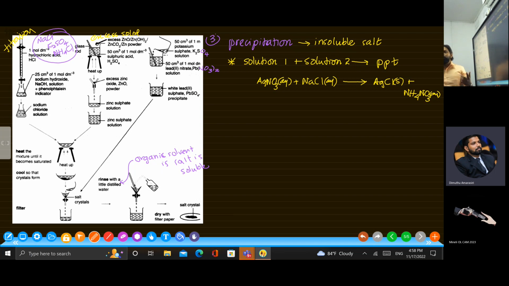Choose a solid which is not soluble in water and react with an acid. Right?